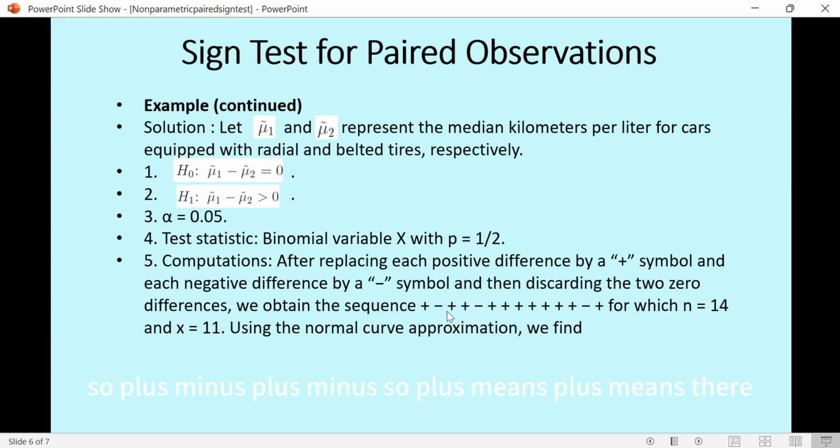We obtain a total of 14 data: plus, minus, plus, minus. Plus means larger than 0, and minus means less than 0. The total n equals 14 observations and X equals 11, so there are 11 positive values out of the 14. This is like a binomial trial with n equals 14 and 11 positive values, assuming a Bernoulli trial with probability 0.5 in each trial.